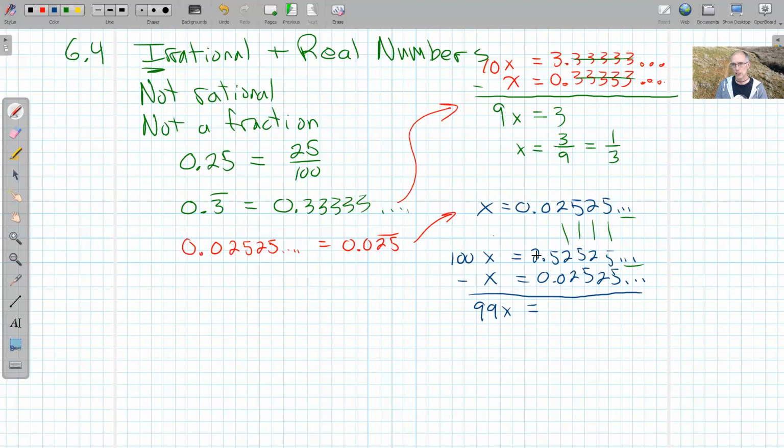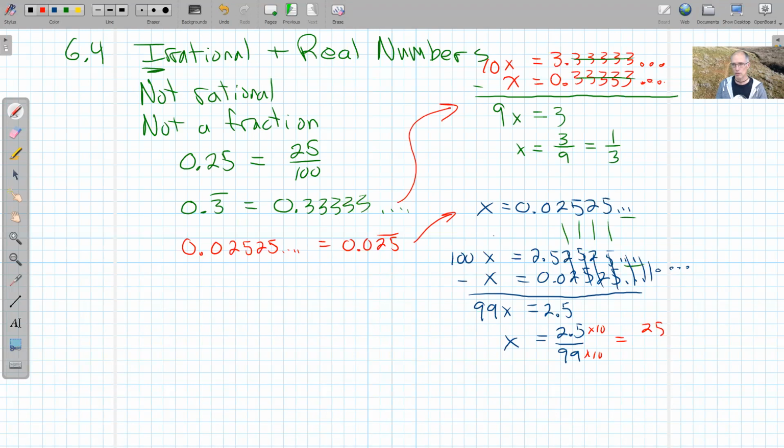Over here, I get 2 minus 0 is 2, 5 minus 0 is 5, and then 2 minus 2 is 0, 5 minus 5 is 0, 0, 0, 0, 0 forever and ever. I got rid of the crazy infinity part. Now I have a slight problem because when I divide, I don't have a true fraction. This is 2.5 over 99. But I can certainly adjust by multiplying top and bottom by 10 to make it look like a real fraction.